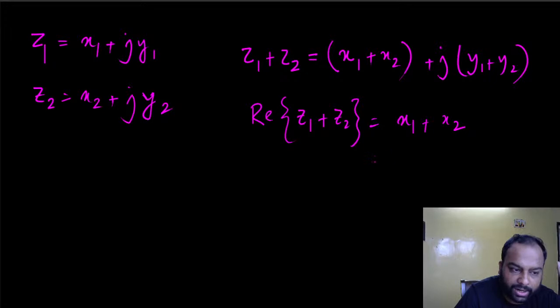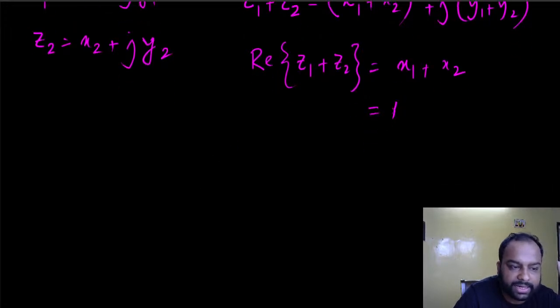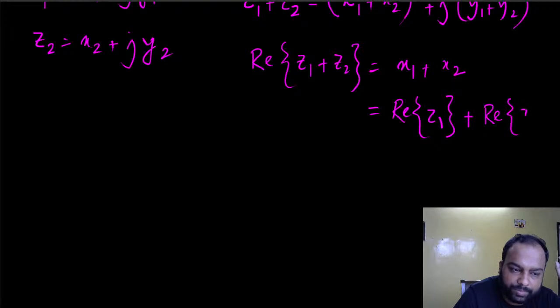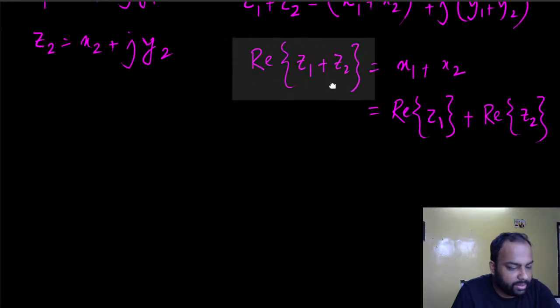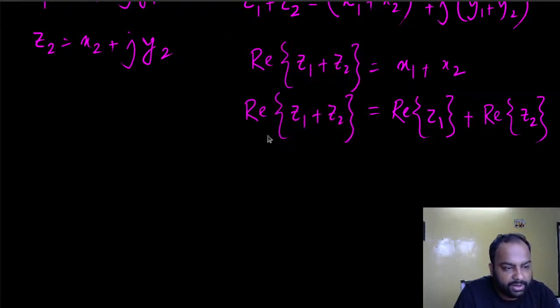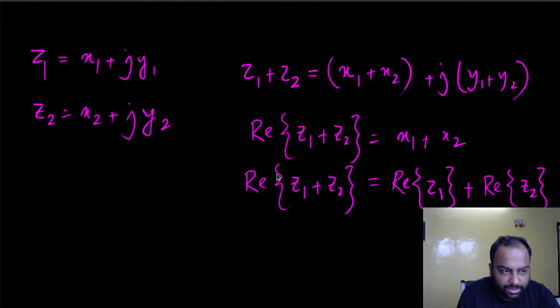But what is x1? x1 is the real part of z1. And what is x2? That's the real part of z2. With that said, I can now say this is very simple: the real part of z1 plus z2 is the individual sum of the real parts, so real part of z1 plus real part of z2. That's understood.